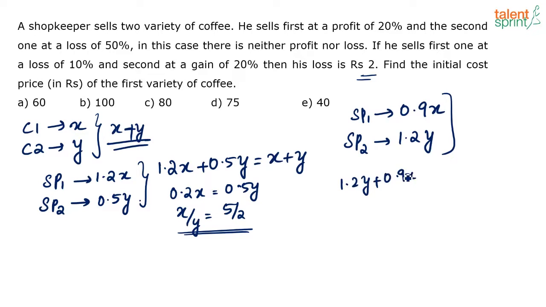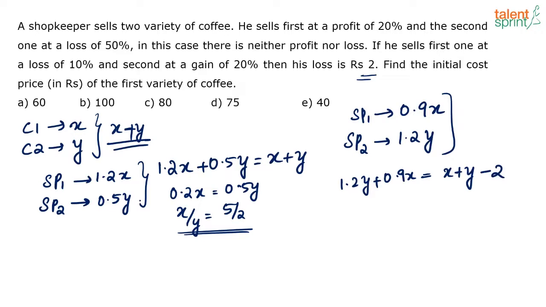Now, when he is doing this, he is incurring a loss of rupees 2. So, what is loss? Loss is nothing but the cost price minus the selling price. Now, that becomes 2. What is his cost price? His cost price is going to be x plus y, correct? So, this is equal to x plus y minus 2. Isn't that so? This is the selling price, this is the cost price, this is the loss, right? You know, loss is equal to the cost price minus the selling price. I have rewritten it like this.